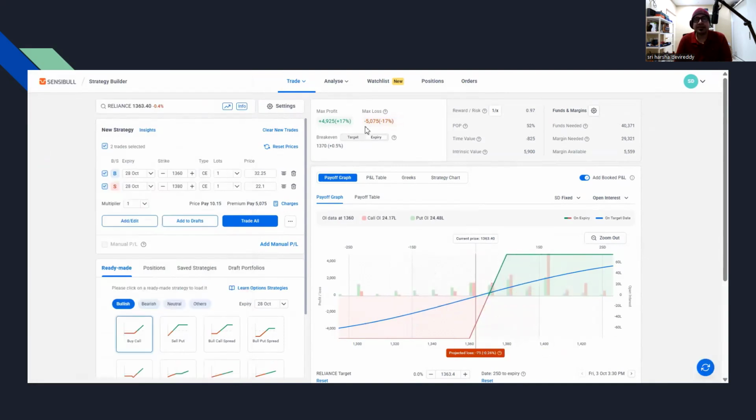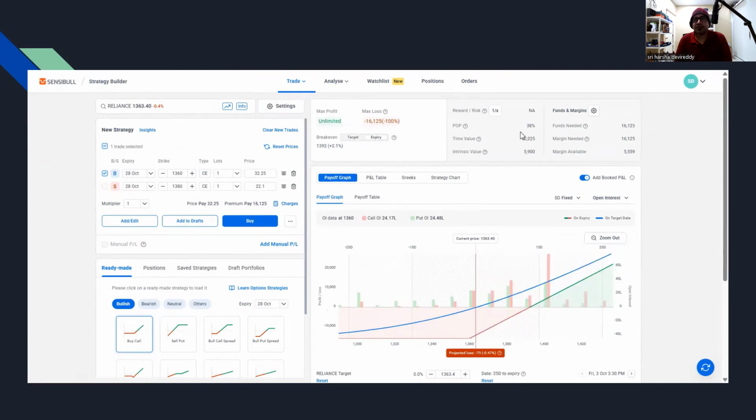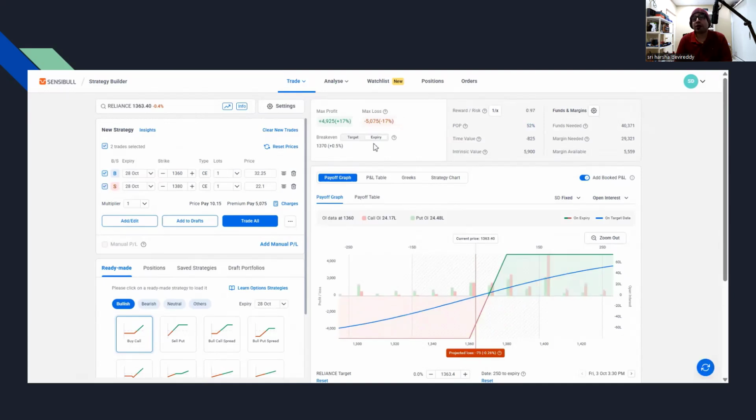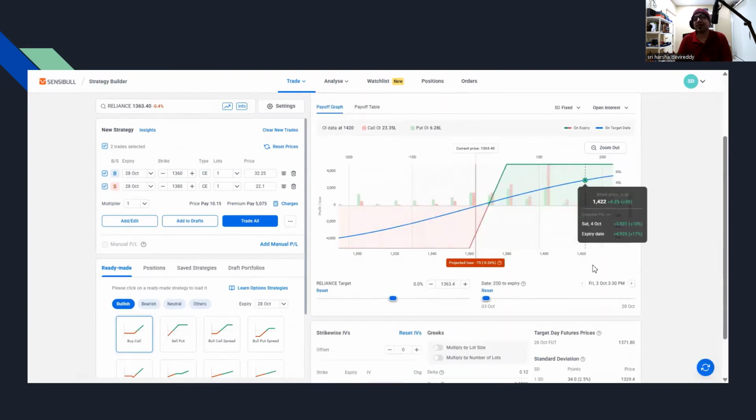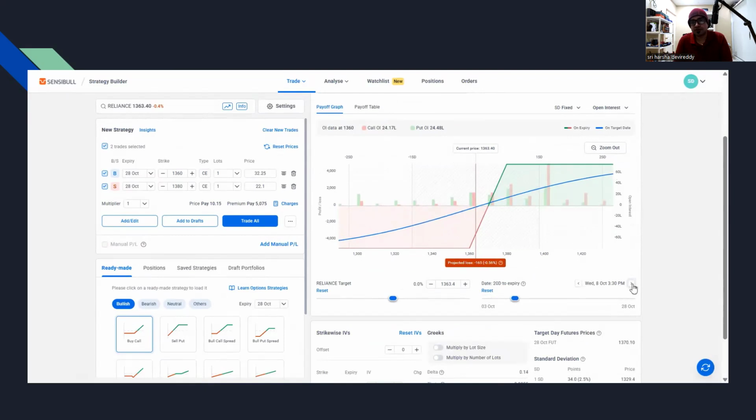Now what has happened here? See, the maximum loss is 5,000. Previously it was 16,000. But the profit has also reduced, and the probability has increased. Let me explain. Remove the sell leg: now the probability that I will win is 38%. If I put this one in, the probability has increased to 52%. The Sensibull software also calculates the probability of your winning. It's just a probability, it doesn't mean you will win.